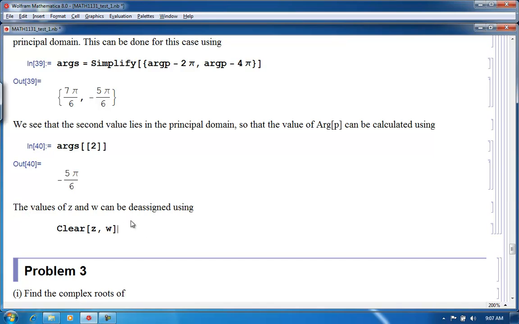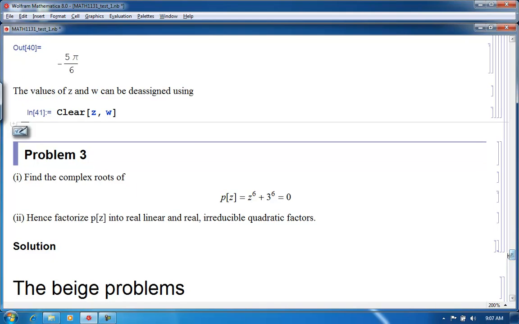Okay, so we'll clear that. That means that we deassign any numerical values to z and w. Problem 3 is to find the complex roots of this equation, p of z equals z to the 6th plus 3 to the 6th, and then when we've done that, to factorize p of z into real linear and real irreducible quadratic factors. So let's do that.